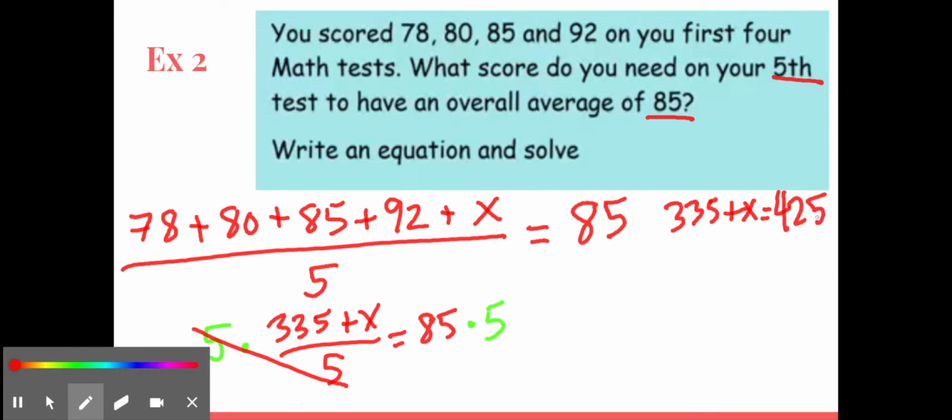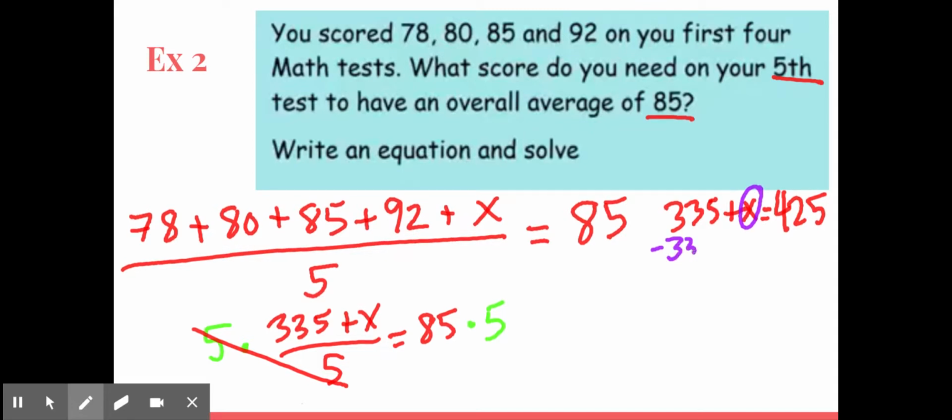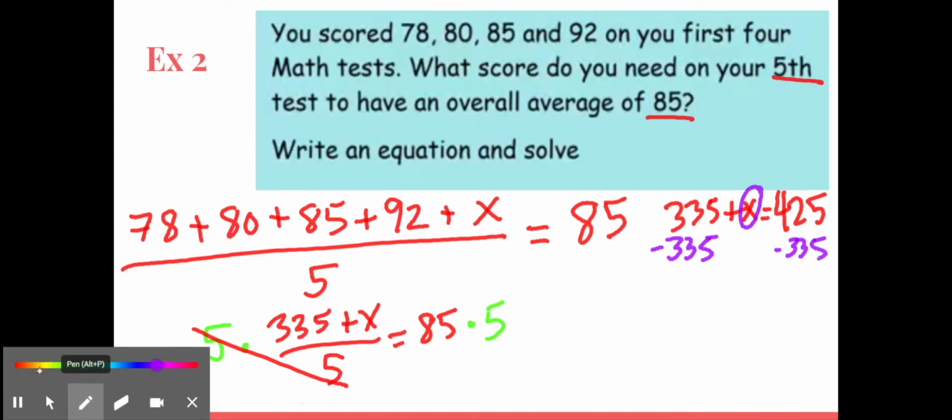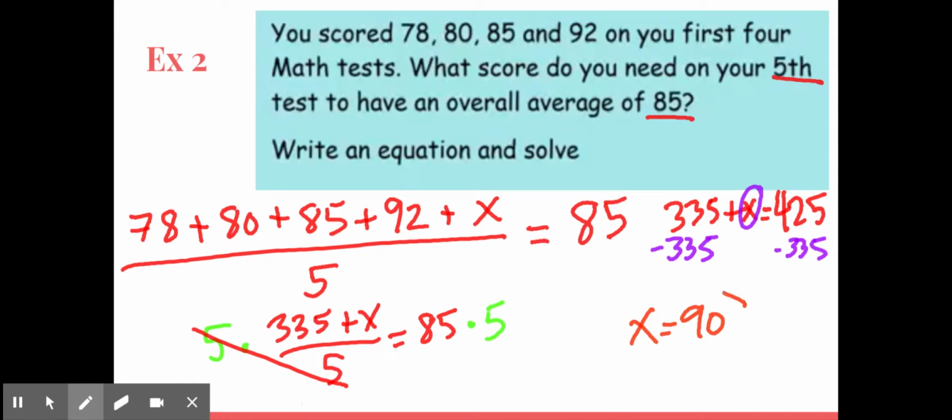Okay, at this step, we now want to get x by itself, so we subtract this 335 from both sides, and we get 90. So we now know that x is equal to 90. You have to get a 90 on your 5th test in order to have an 85 average overall.